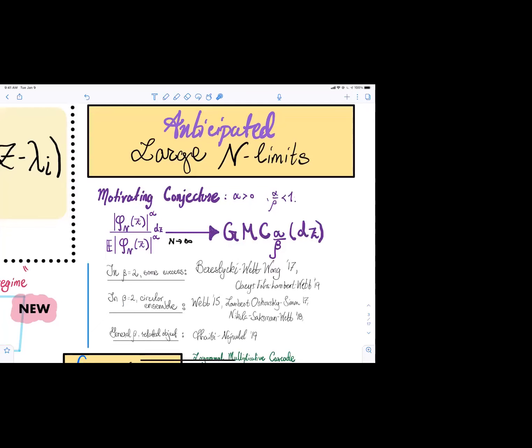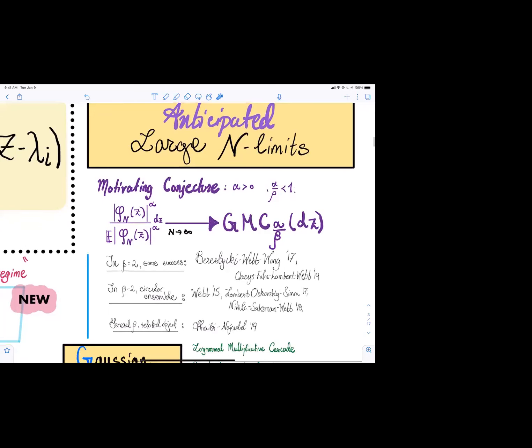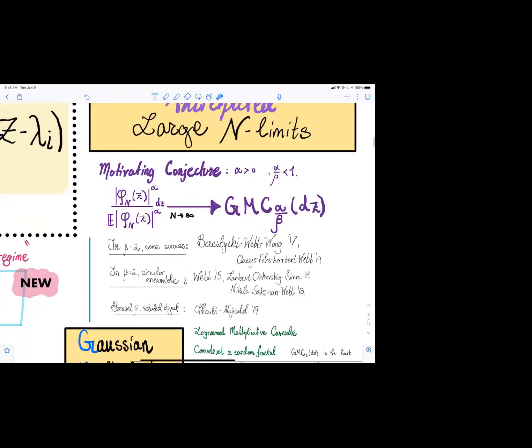This is some random fractal, which can be built from the exponential of a log correlated Gaussian field. In some situations there's some success. I won't read all the names, but in particular, when beta is equal to 2, there's some extra structure, and this whole conjecture has been shown by this group, Claeys, Fahs, Lambert, and Webb. There's also work in other related models. The circular ensemble is another class of random matrices, which is a little bit simpler.